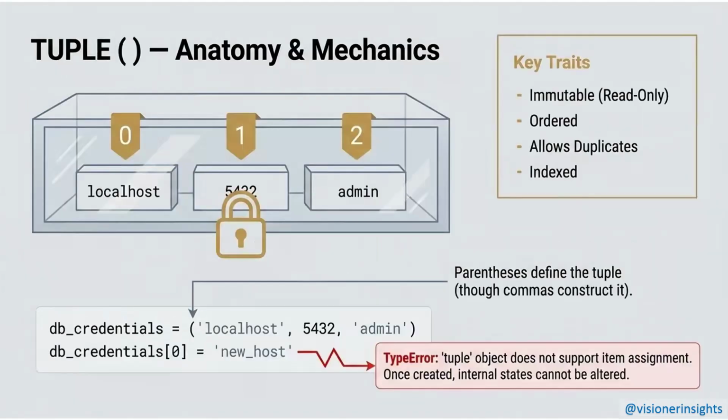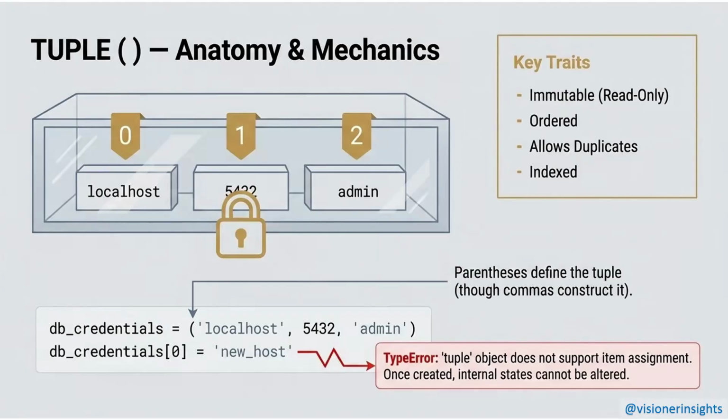Now let's meet the list's counterpart, the tuple. At first glance, it looks pretty similar, right? It's ordered, it's indexed, but there's one massive difference you can see right here. It is immutable. Once you create a tuple, it is locked down for good. You cannot change it, you can't add to it, you can't remove from it. If you try, Python will stop you cold with a type error. So you might be thinking, why on earth would I want a limitation like that?